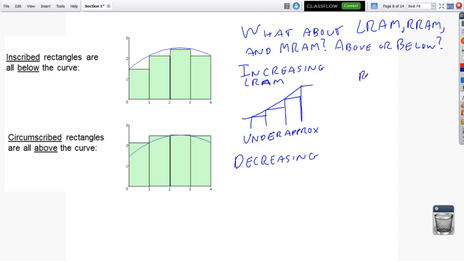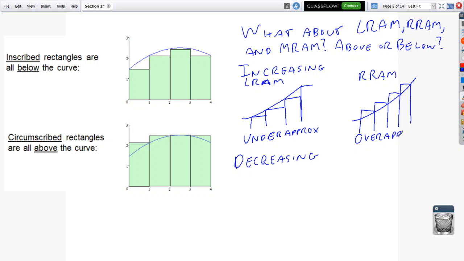If you are using an RRAM and you have an increasing function, again, all of our rectangles are going to be determined off of the right endpoint. So we would draw much like this. So there's an RRAM on an increasing function. That will be an over approximation.